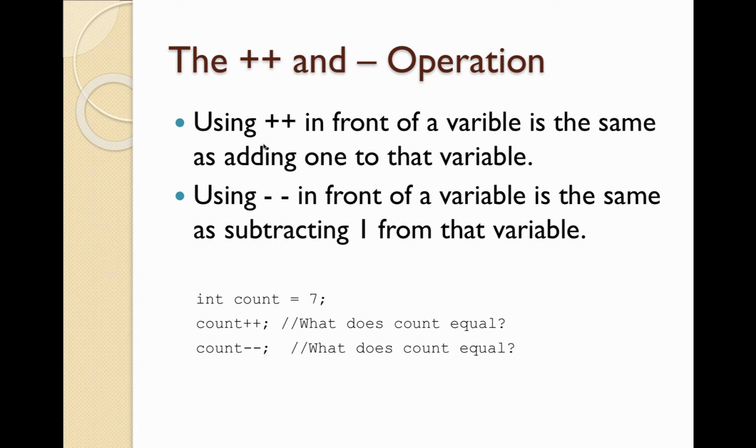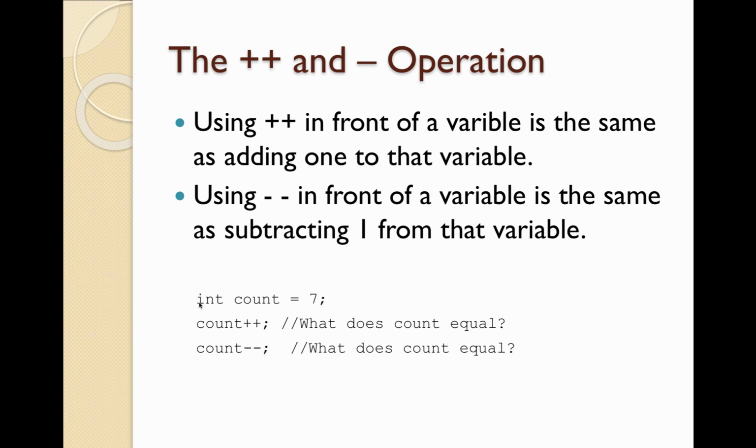Two more operators that we have are the plus plus and minus minus. It's because in programming we so very often want to add 1 to a variable or subtract 1 from a variable that we have this shorthand of the plus plus operator and the minus minus operator.